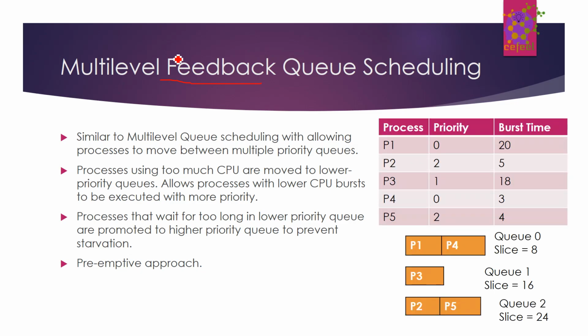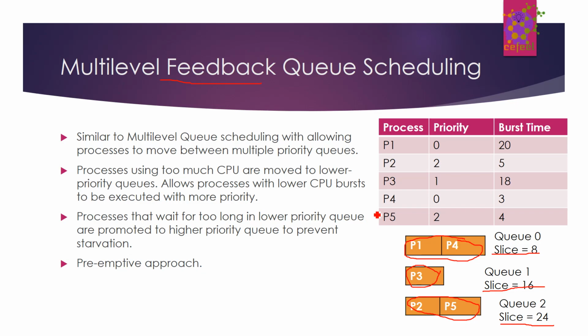So let's see an example of multi-level feedback queue scheduling. Let's say we have 5 processes, P1 to P5. We have P1 and P4 as the highest priority with 0, P2 and P5 with priority 2, and P3 as priority 1. These are in different priority queues, and for each priority queue the time slices are different. For the highest priority, the time slice is 8, for Q1 the time slice is 16, and for Q2 the time slice is 24. So let's see what will happen.